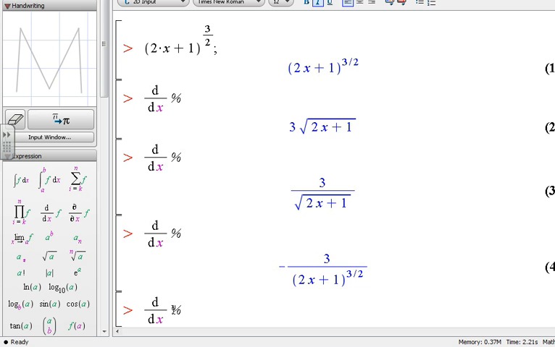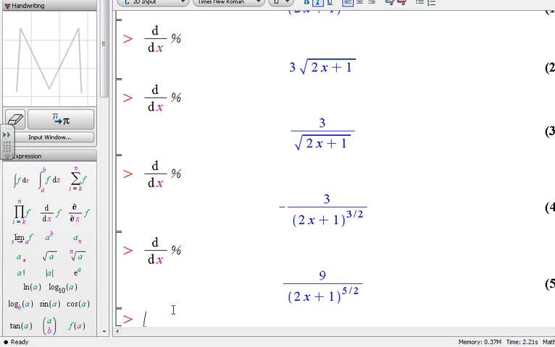If I bought Maple, could I use it on a test? Probably not. It's too complicated. Never figured it out. Okay, so is that it? Is that the right answer? Positive 9 divided by that. Yeah, exactly. So that's the exact same answer.